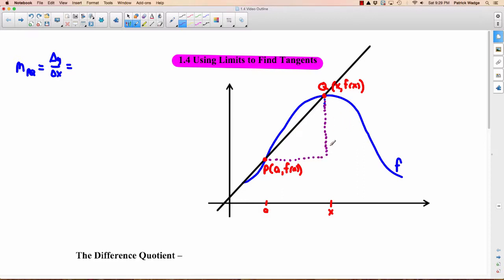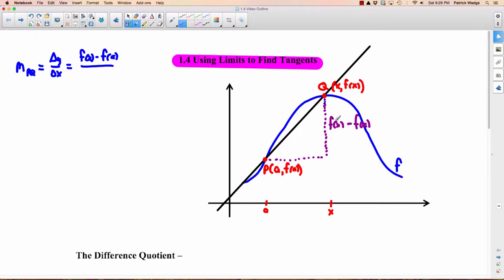So how would you get this amount right here? Well, you're going f of x, but f of x is from here all the way to the bottom. You're not going down that far, you're only going to here. So what you need to take away from it is f of a. Does that make sense? To get this height, this rise, you do f of x minus f of a, just like in the slope formula, y2 minus y1, whichever way you do it. So we can say change in y is f of x minus f of a, all divided by, all right, what about this amount? How do we get that?